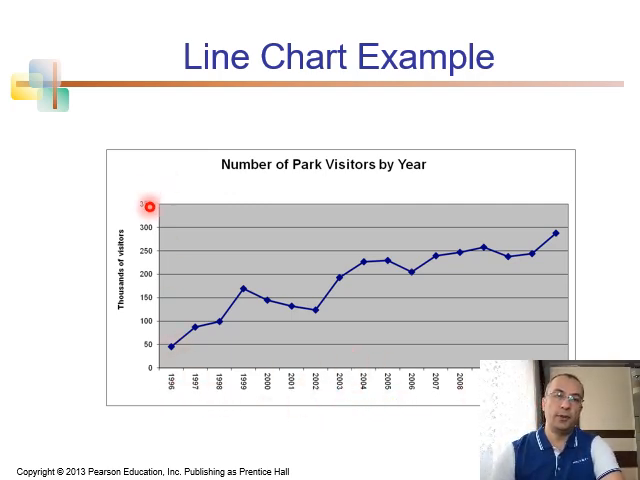And number of visitors. In this example, this is our variable that's actually on the left side. And as you can see, this is the number of park visitors. So there's an increasing trend. So the number of park visitors keep increasing over time.